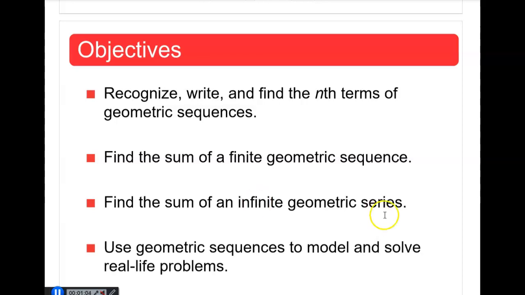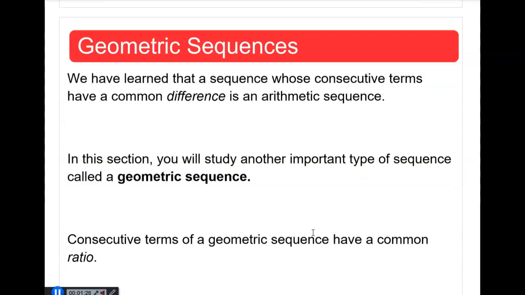With geometric sequences, there are some where we could actually find the sum of that infinite geometric sequence. I know it sounds a little weird, but we will learn how to do that. And then to use geometric sequences to model and solve real-life problems.